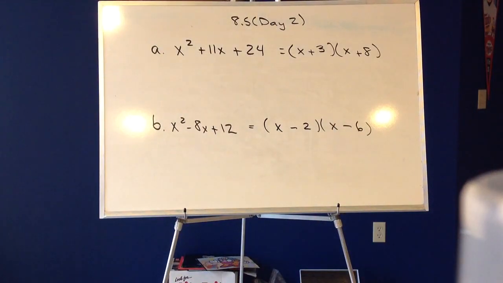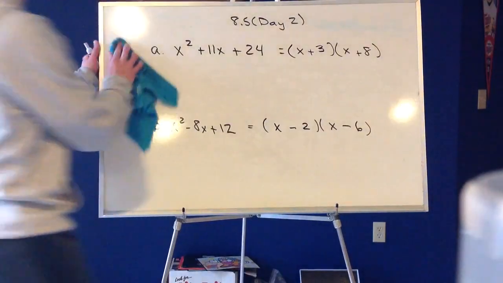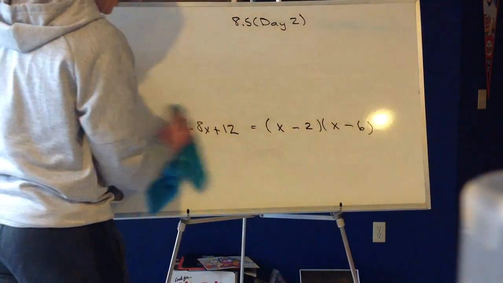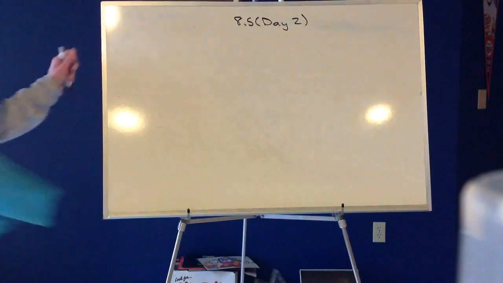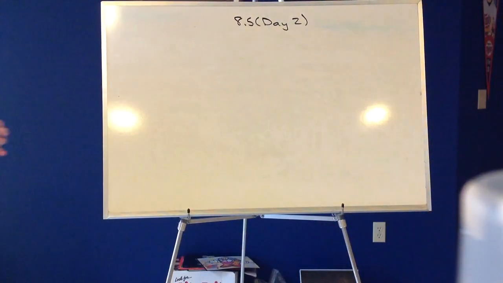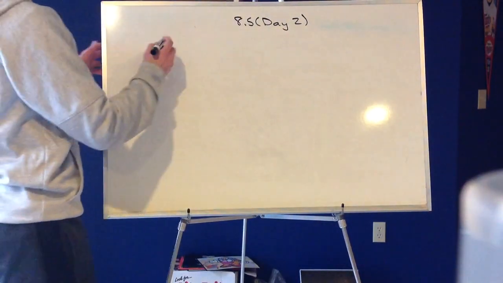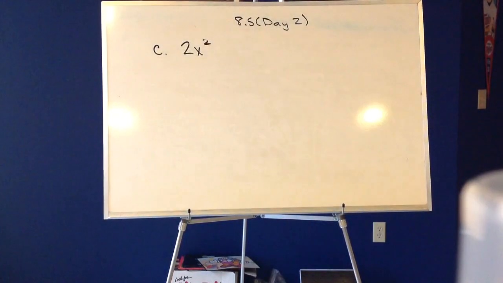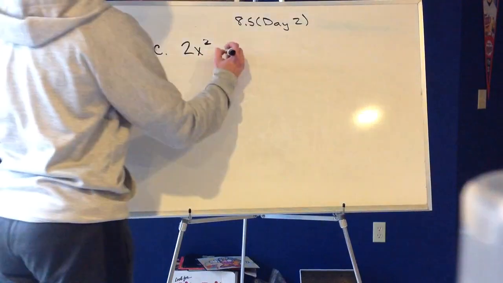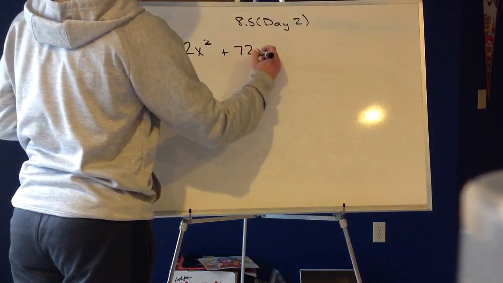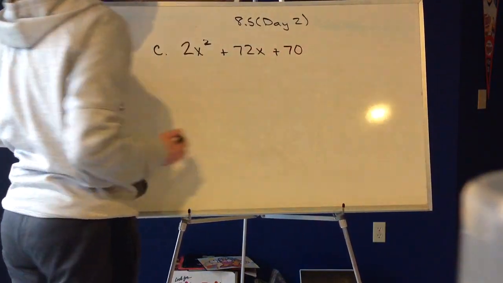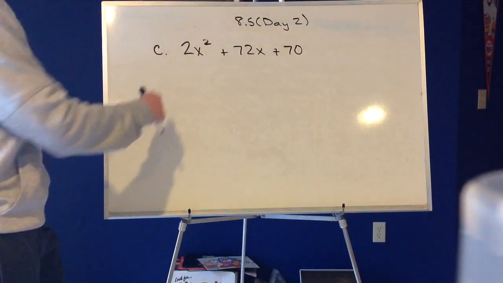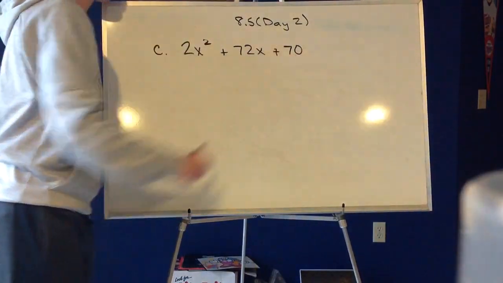Okay, next one, and really next two, are going to throw a little bit of a different loop into it that we haven't talked about yet. So for the next one, we are actually going to have a GCF. So look at how this plays out for us. Plus 72, x plus 70. You'll notice you do have a GCF because 2 goes into all these.